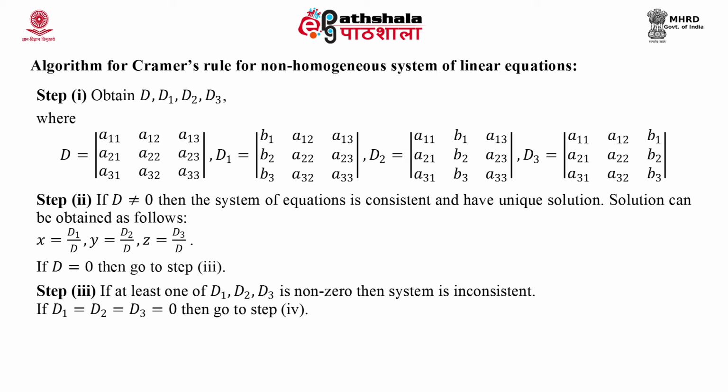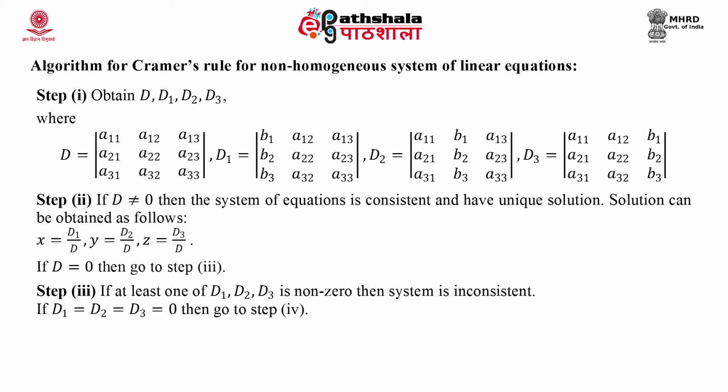Here x is actually x1, y is x2 and z is x3, where D is given by this expression, D1 is given by this expression, D2 by this expression, and D3 by this expression, provided D is non-zero. Here the first column of D came from the coefficients of x1, the second column of D came from the coefficients of x2, and the third column of D came from the coefficients of x3.